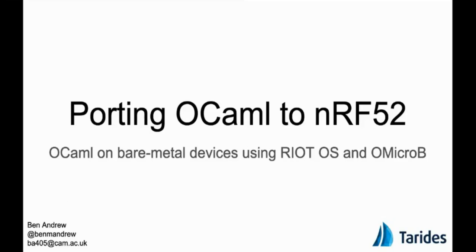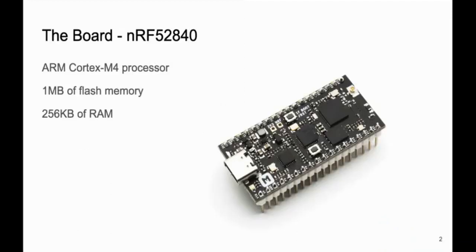This is about porting OCaml to run on bare metal devices, particularly the nRF52 platform. For this, we're going to be using RIOT OS and OMicroB. The particular board that we're targeting is the nRF5240. It uses an ARM Cortex M4 processor. It has 1 megabyte of flash memory. This is where we might store code, things that aren't modified very often. And it has 256 kilobytes of RAM. And this is where we will dynamically allocate memory.